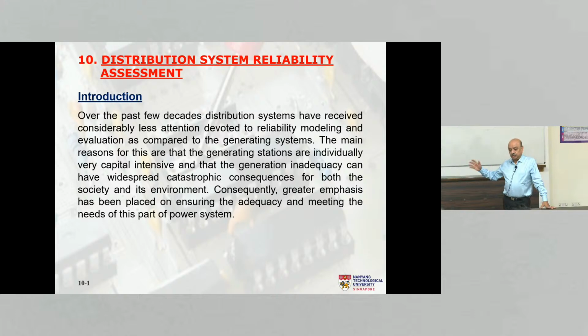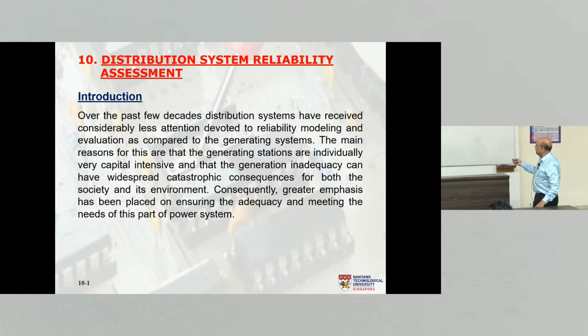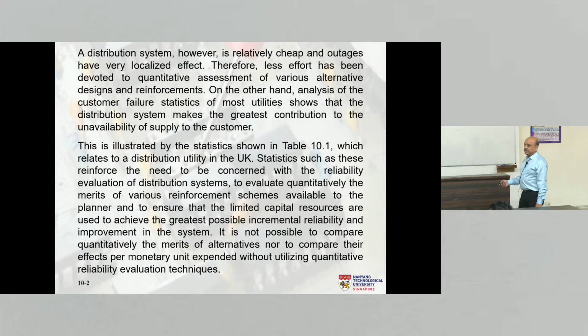Whereas in the distribution system, the outages are localized. I mean, maybe 100 customers, 1,000 customers will be affected. But if there is an outage in generation or transmission, maybe millions of customers may be affected, if not the entire country, right? So that is a little bit understandable, but that's what has happened. Generation has been the focus of a lot of reliability studies for the simple reason that the outages there can have serious or drastic consequences.